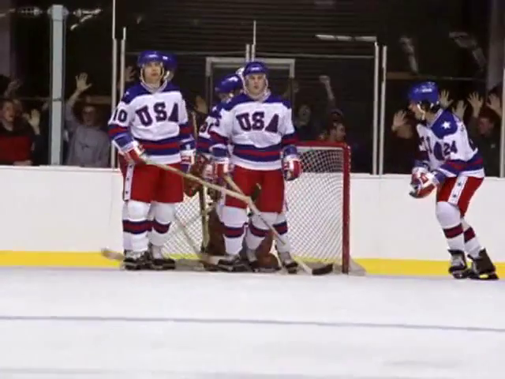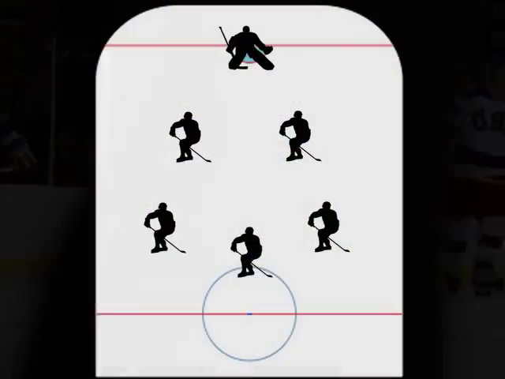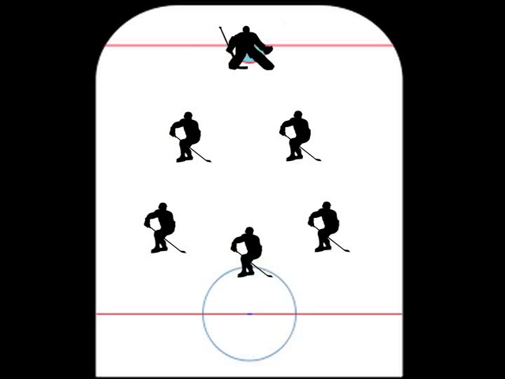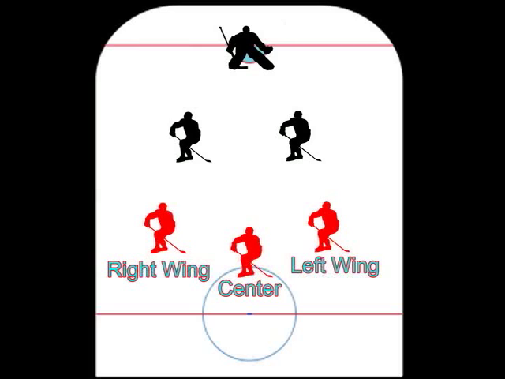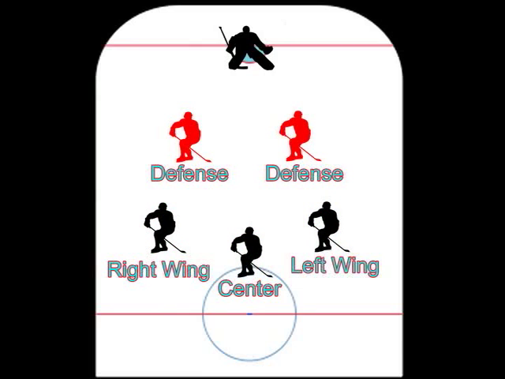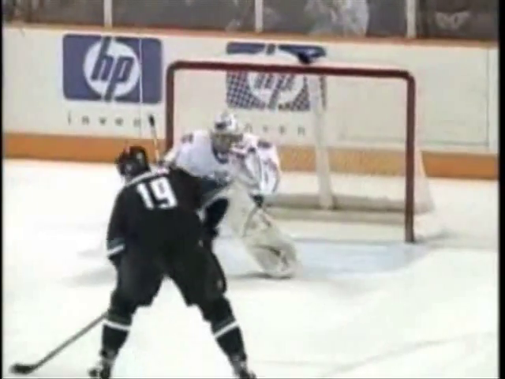Now let's move on to the positions of the game. Each team is allowed to have no more than 6 players on the ice at a time. There are 3 forwards, the center, the left winger, and the right winger. Their primary responsibility is to score goals. Then there are the 2 defensemen, whose primary responsibility is to prevent the opposing team from scoring. Finally, there is the goaltender, which is the player that defends his team's goal net by stopping the puck from entering it, thus preventing the opposing team from scoring. Now, because they're throwing themselves in front of speeding pucks, the goaltender wears much more padding and equipment than any other player on the ice.